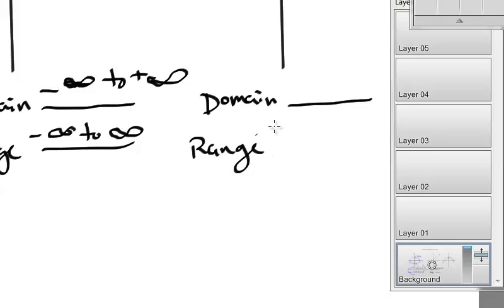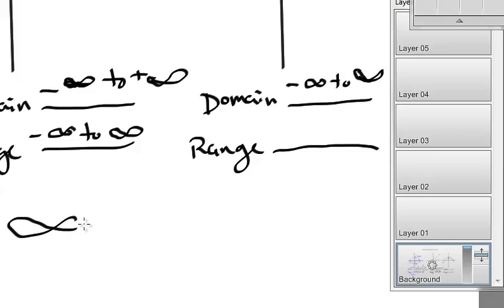All right, I'm going to pause the video and you write in what you think it would be. And we are back. The domain of this graph goes left and right forever. So it's going to be negative infinity to positive infinity. The infinity symbol, by the way, looks like that. It's just hard to make small.